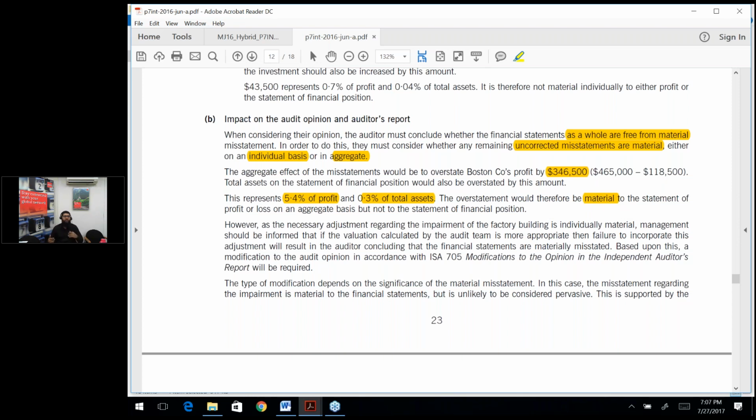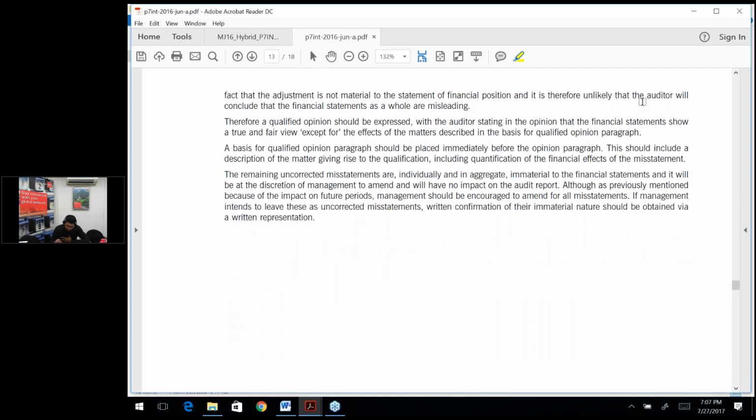Now, what have they done? They've talked about the aggregate, that the overall misstatement would be material. And furthermore, it says that as the necessary adjustment regarding impairment is individually material, management should be informed that if the valuation calculated is more appropriate, then failure to incorporate it will result in the auditor modifying. The type of modification depends on significance. In this case, the misstatement regarding impairment is material to the financials, but is unlikely to be considered pervasive. This is supported by the fact that the adjustment is not material to the statement, and it is therefore unlikely that the auditor will conclude that the financials as a whole are misleading.